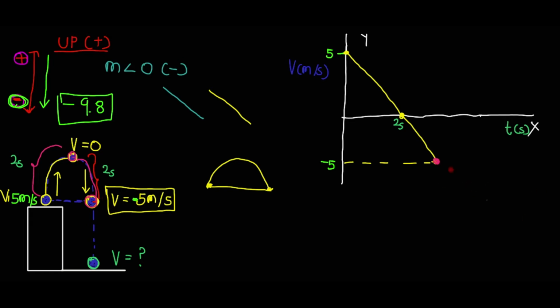So this object takes 2 seconds to get here. We could say the time is 2 seconds, but we will write 4 seconds, because from 2 to 4 is 2, so that is why here we will write 2 seconds. And then this object passes this level and goes down and reaches the ground, so it passes that level of -5.